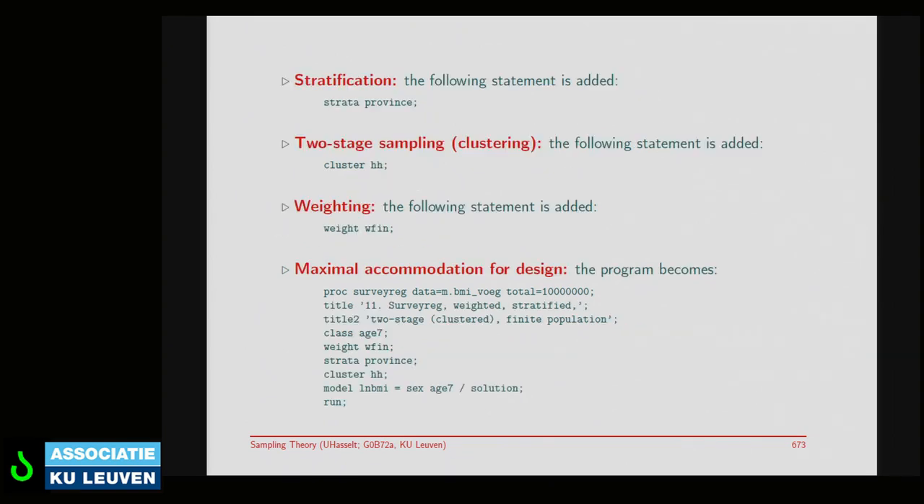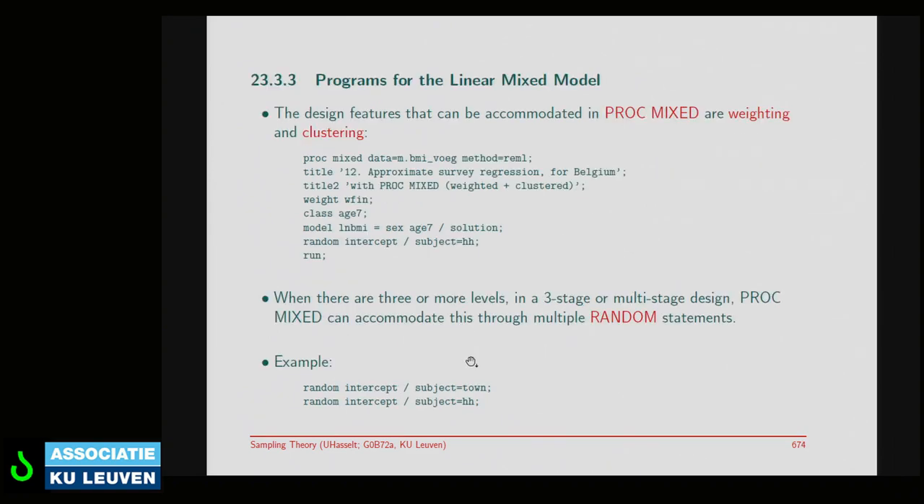Stratification, no surprise, strata province. Clustering, no surprise, cluster HH for household, WFIN for weighting, etc. And if you throw all of those in together, you get a program at the bottom of this page here, where you have the class, the weight statement, stratification, and also the finite sample correction.